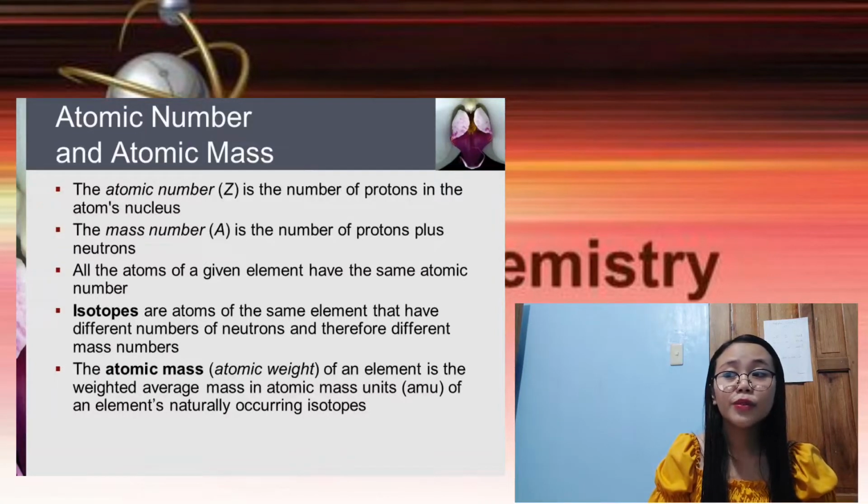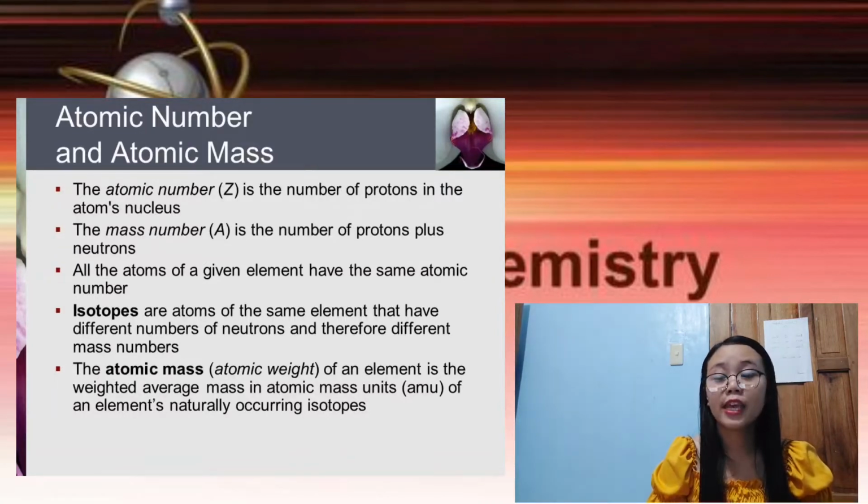All the atoms of a given element have the same atomic number. Isotopes are atoms of the same element that have different numbers of neutrons and therefore different mass numbers. The atomic mass, or the atomic weight, of an element is the weighted average mass in atomic mass units, amu, of an element's naturally occurring isotopes.